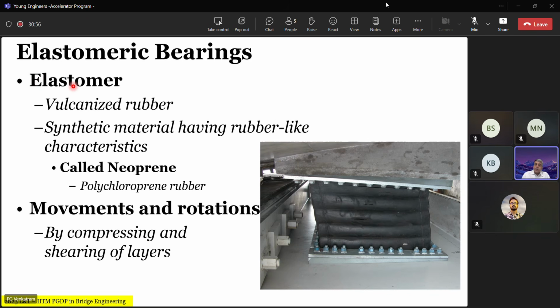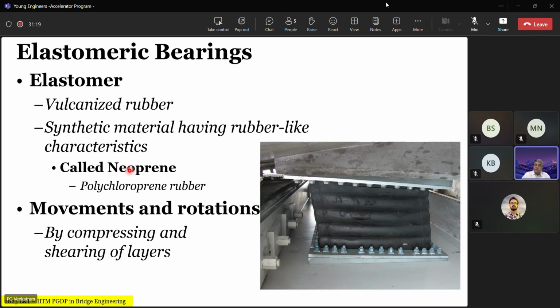Now, elastomeric bearing material is elastomer. Elastomer is nothing but an artificial rubber. You can also use vulcanized rubber. Natural rubber is also possible to be used, but then the variability in the quality of the natural rubber has to be addressed in terms of chemical management. Now, synthetic material is what you have heard of. You would have heard of the term neoprene or chloroprene rubber.